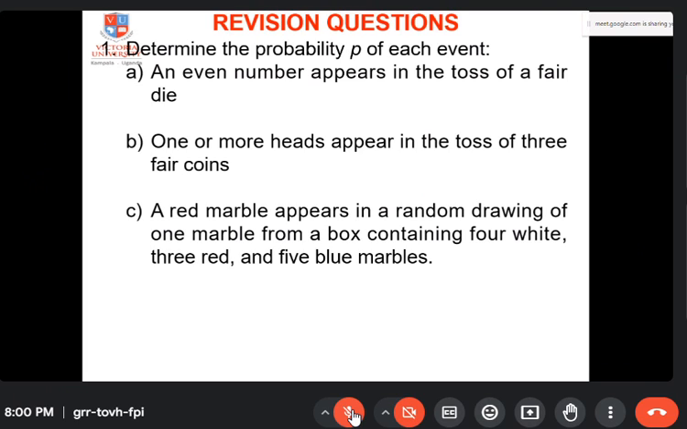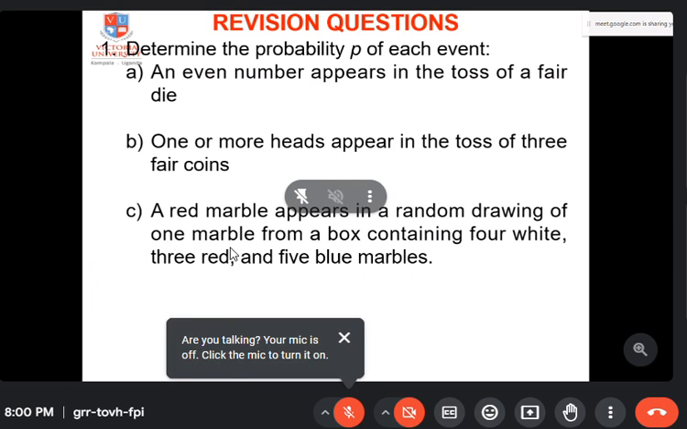I think here we have to first find the sample space. That is, we add 4 plus 3 plus 5, making a total of, I think, 13. Are you sure? 4 plus 3, that is 7. 12. So that is 12. Very good, now that is the sample space.